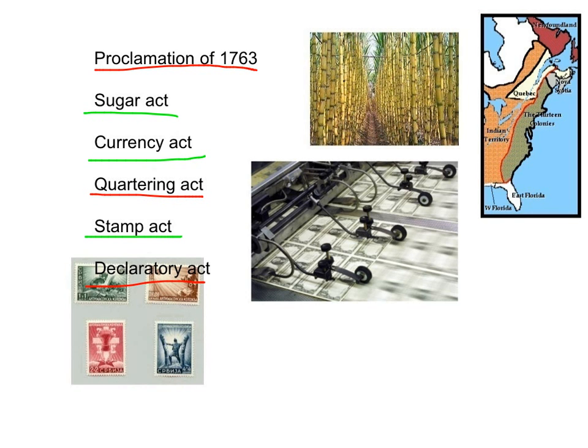The Proclamation of 1763 trapped the colonists to colonize east of the Appalachian Mountains. The Quartering Act made it to where colonists had to house British troops if they needed a place to stay. The Declaratory Act made anything Britain said law.